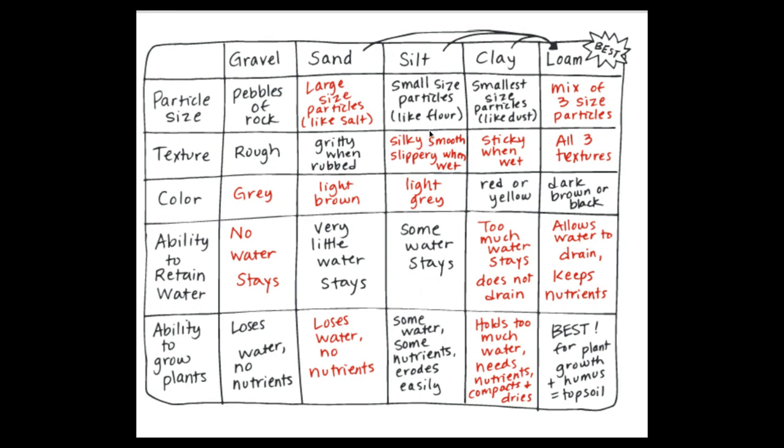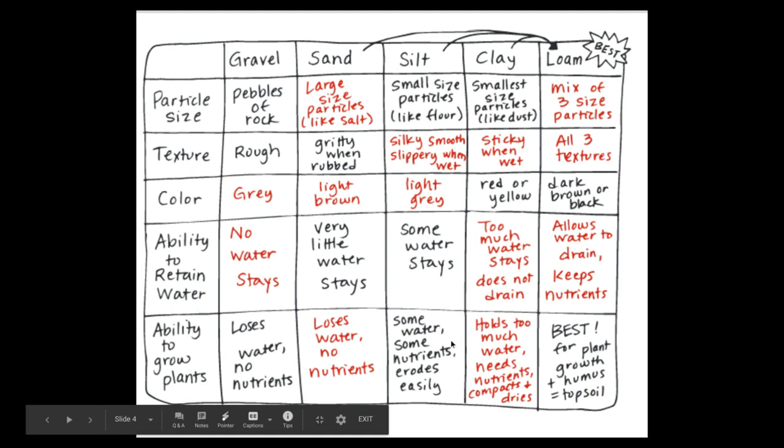Silt is small in size and it feels like flour. It's silky, smooth, slippery when wet. It's light gray. Some of the water is going to stay. If you pour water through it, some of it stays. So the ability to grow plants is there: there's going to be some water, some nutrients.